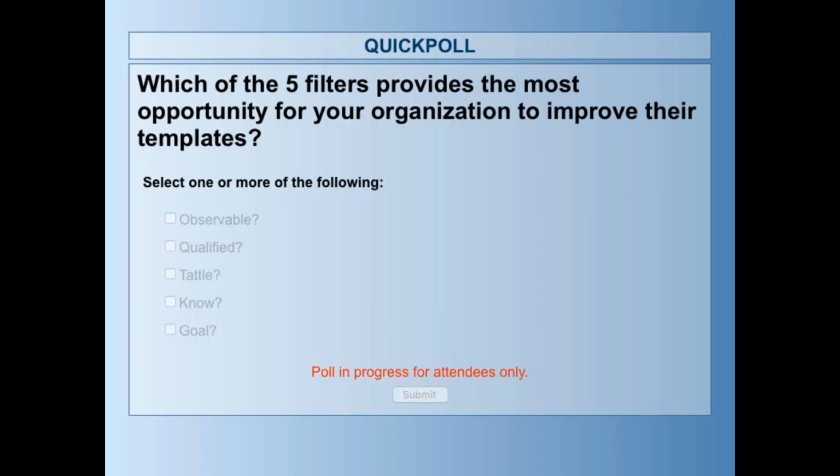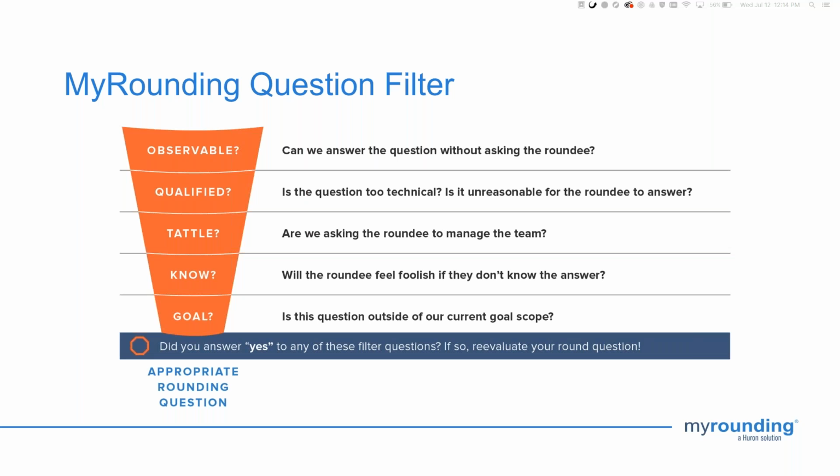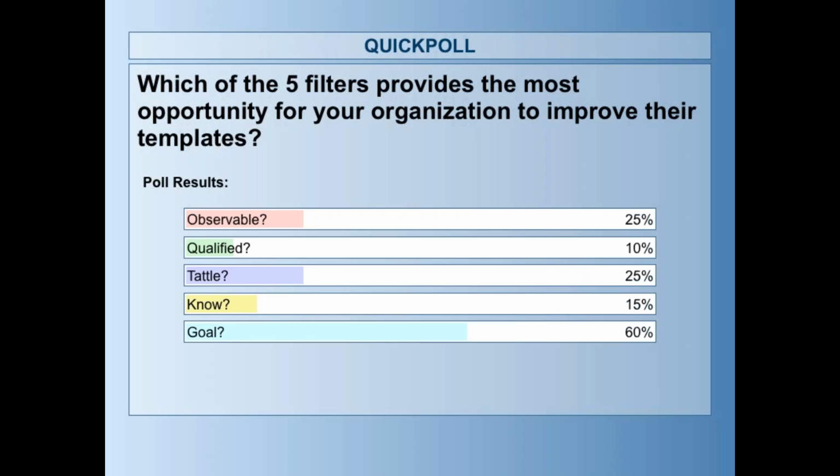That said, I think we probably have the most opportunity for quick wins in observable and tattle, because those are things that we can easily take a look at, change a question, perhaps remove it, and unburden the patient themselves. Yeah, and it looks like the people on the phone are right in line with you, Michael. Goal is our #1 response, with 60% thinking that goal is going to be one of their really big quick wins. Good.